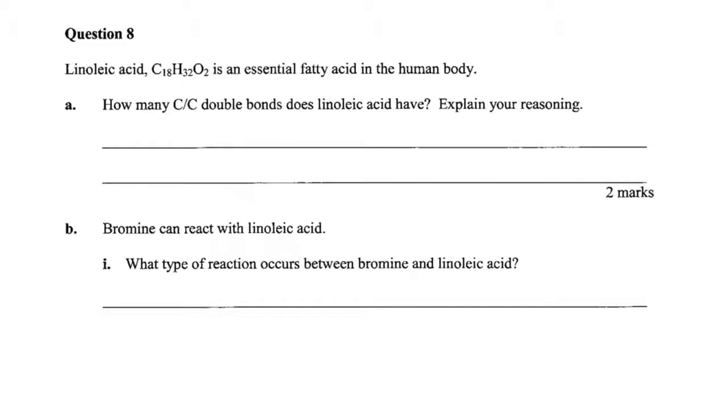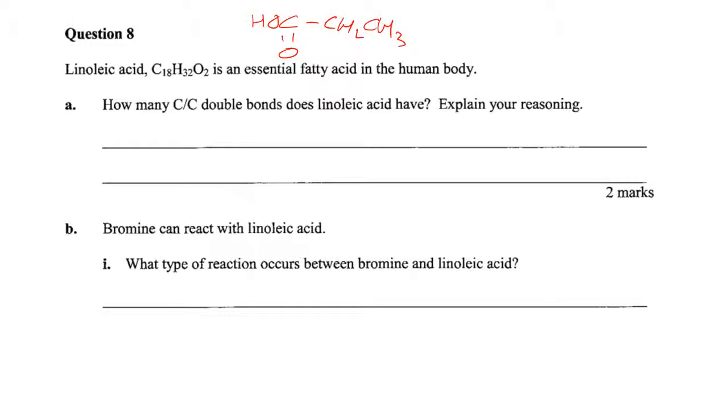Okay, then we're getting on to a fats question. Linoleic acid, C18H32O2, is an essential fatty acid. How many double bonds does it have? Explain your reasoning. If it's got double bonds, it means it's unsaturated. Now, if you think about a saturated fatty acid, what do they look like? They've got HO, C, and then after that, they've got CH2, CH3, that kind of thing.